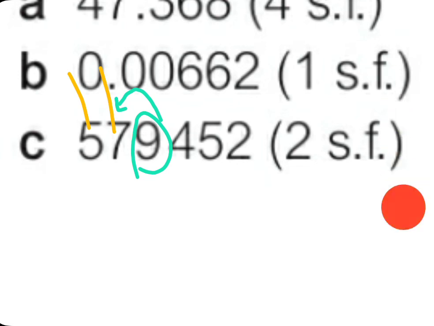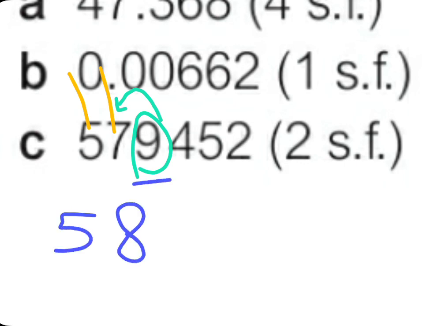Now, when we write the answer, we write it like this. We have 5, and then 8, because this is a 9, and then we put 0 instead of these numbers. And this is how you answer a question like this.